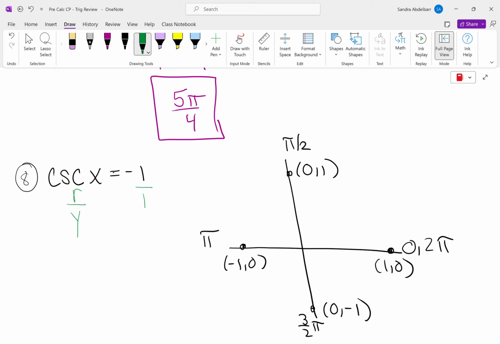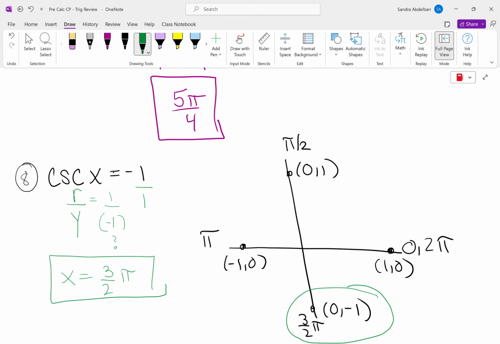So now, because we're on the unit circle, this is going to be r over y. Well, we know the r is always 1, right? So where is my y -1? Where is y -1? 3/2 pi. Is that the only place y is -1? Yes. So I only have one answer here. X is equal to 3/2 pi. Okay, I want to do one of each of the remaining sections just so you see.